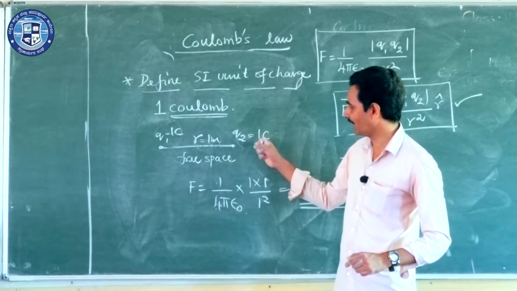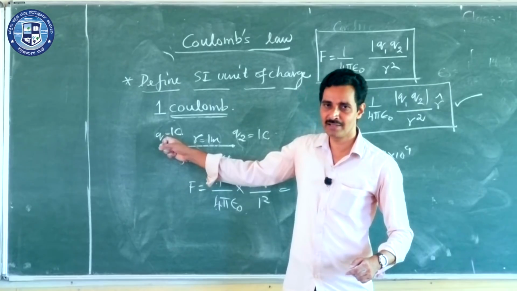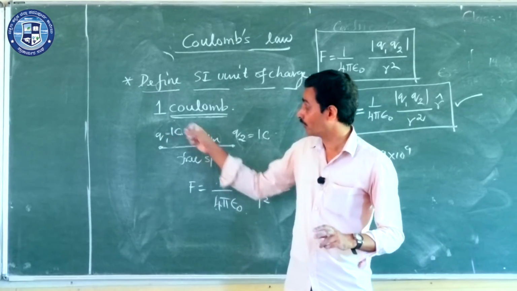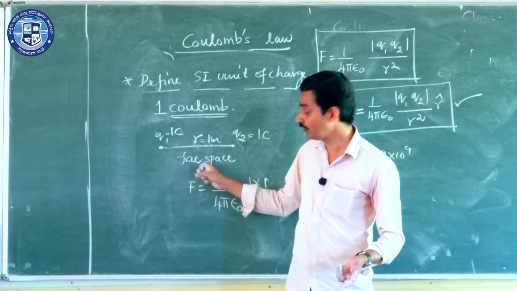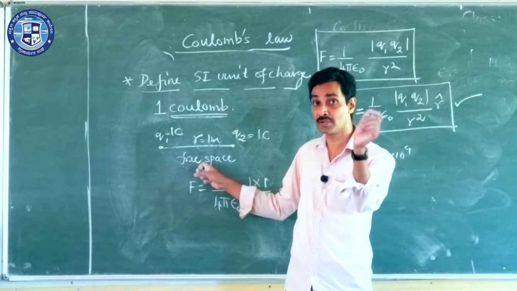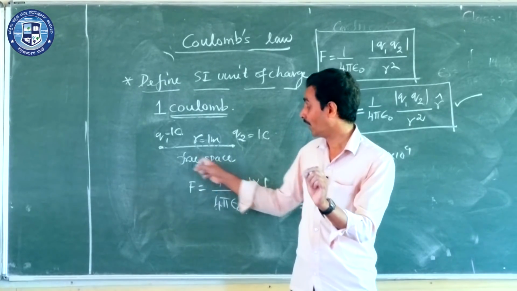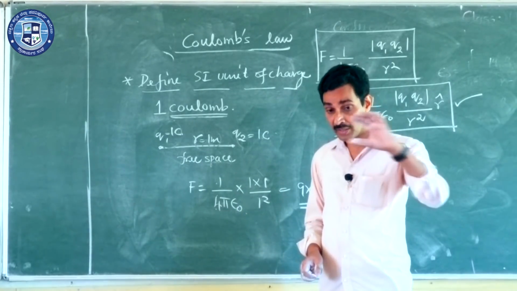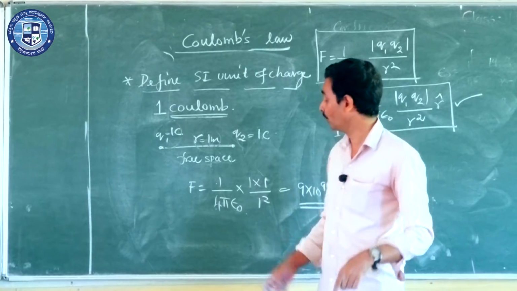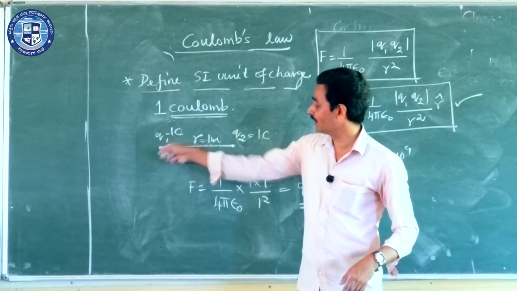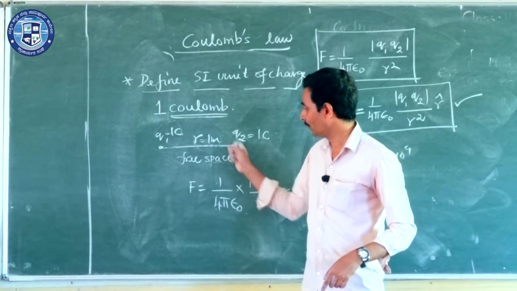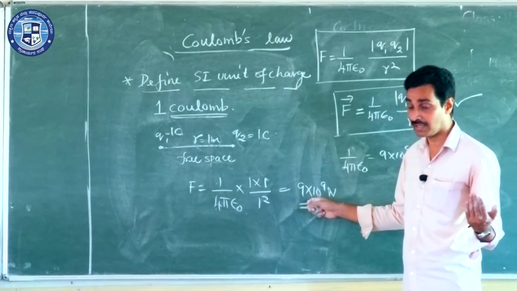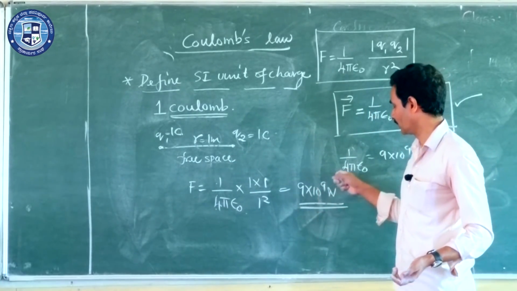So 1 Coulomb is that charge which, when placed at a distance of 1 meter from another similar charge in free space... In the answer book, underline this: underline the words "in free space". It's very important, because you will forget it every time. So underline it. When kept at a distance of 1 meter in free space, it repels with a force, or experiences an electric force, of 9 into 10 to the power 9 Newton.